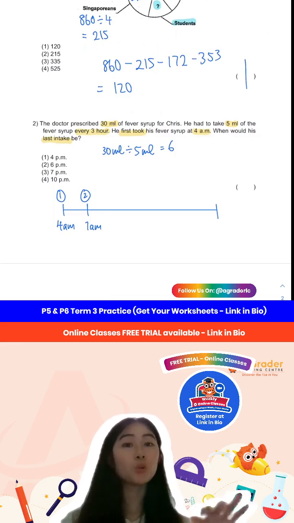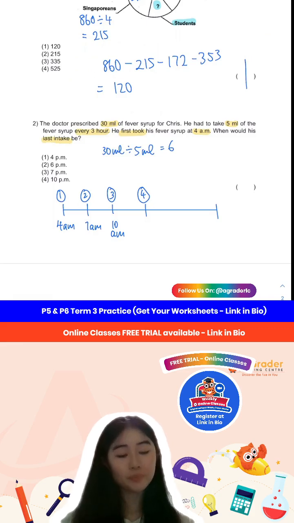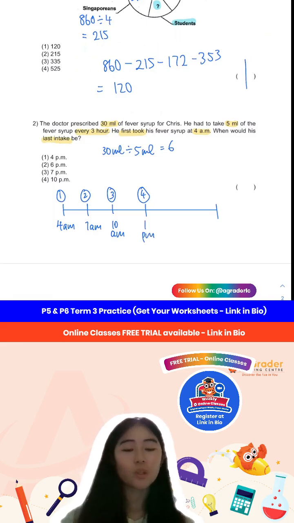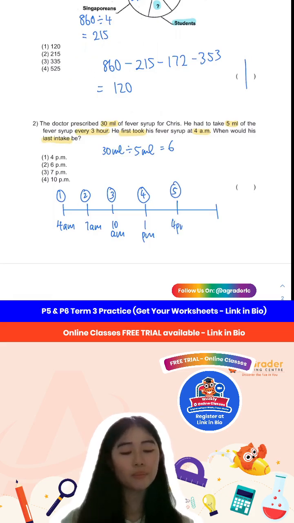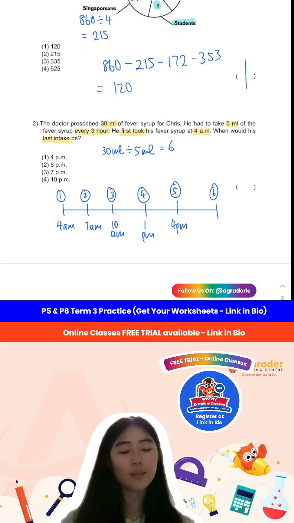So you continue with this diagram. His third dose is going to be at 10 a.m. Fourth dose will be another 3 hours later, which is 1 p.m. Okay, so the fifth dose is at 4 p.m. And then finally, his last dose, which is the sixth dose, is at 7 p.m.